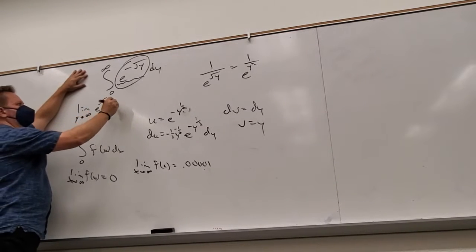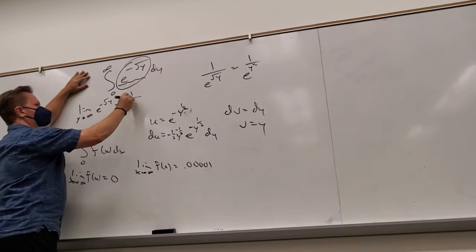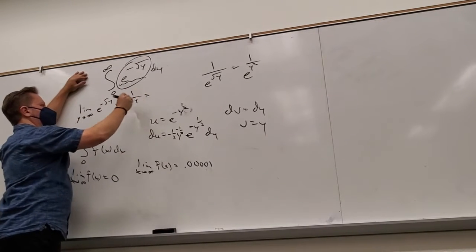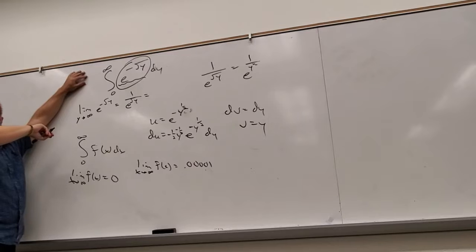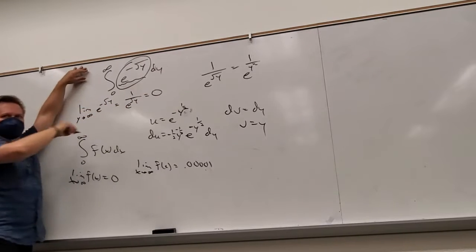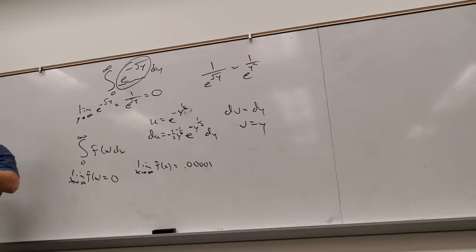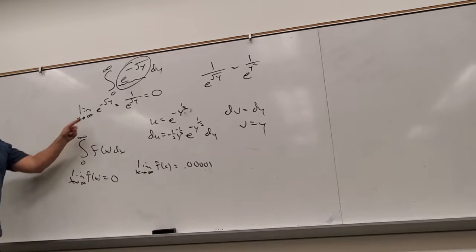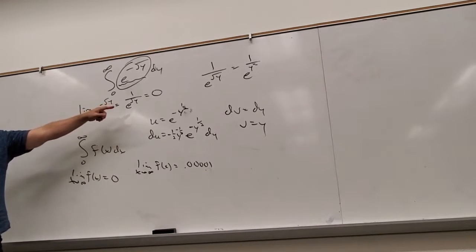No, it's -1. It's 1 over e to the square root of y. Which would eventually get to 0. Yes, which eventually gets to 0. All right, I'm with you. I just want to make sure everybody's taking all the steps with us. So this does seem to have a chance to converge.